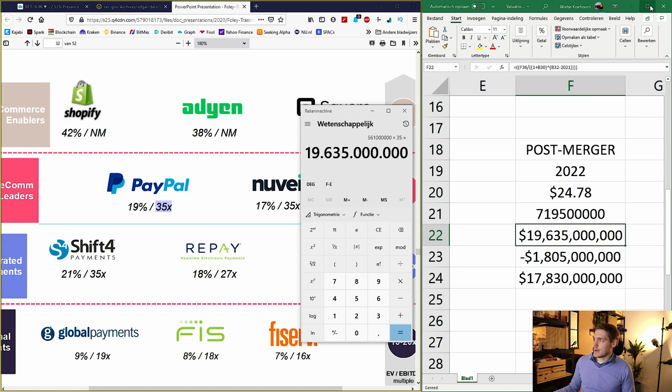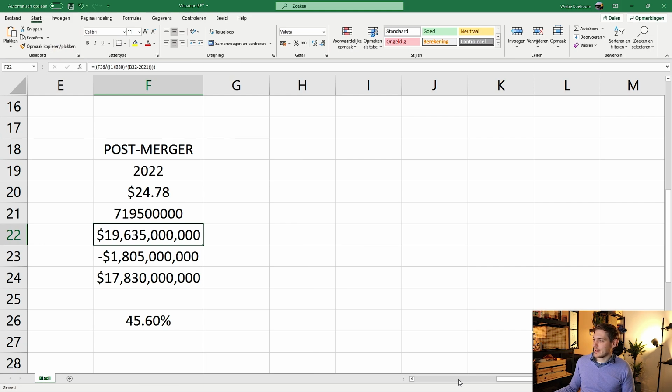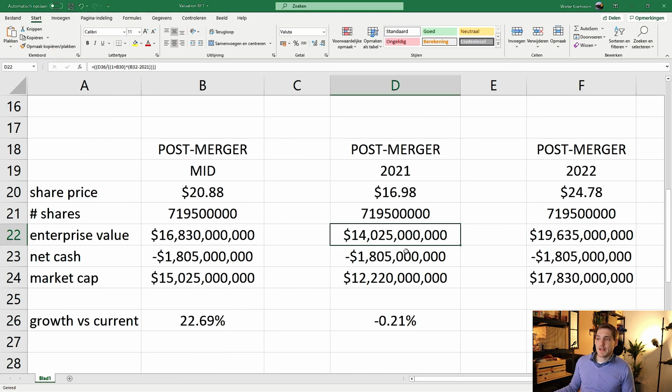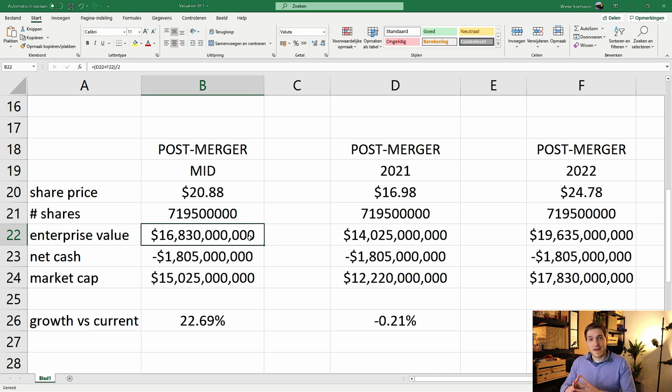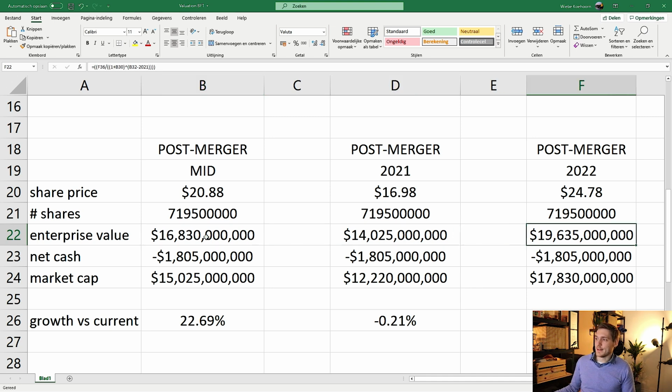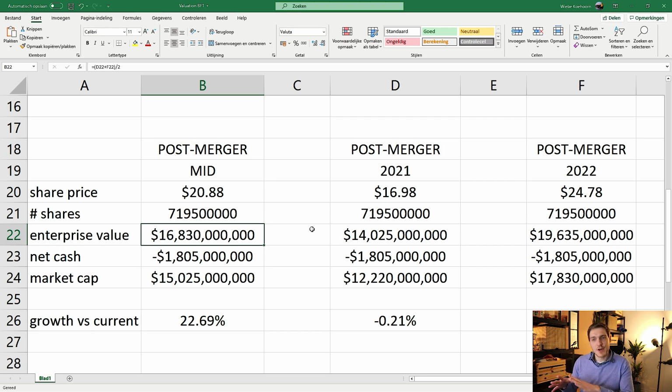So then we can also say, okay, so we have a low enterprise value of 14 billion, a high enterprise value of 19.6 billion. The midpoint enterprise value, which is simply the average of these 2 numbers we have been taking a look at, is going to be 16.8 billion. Okay? So those are your fair enterprise values.